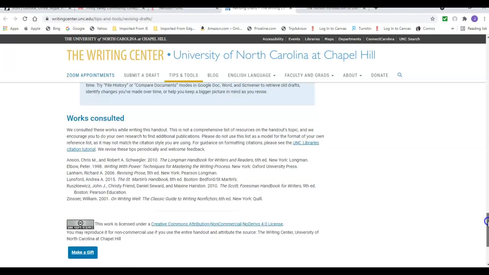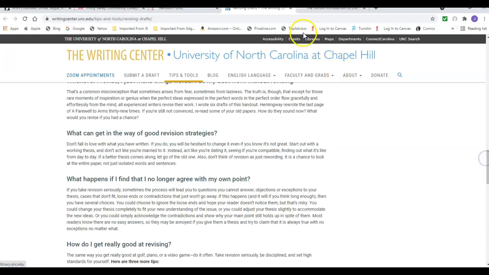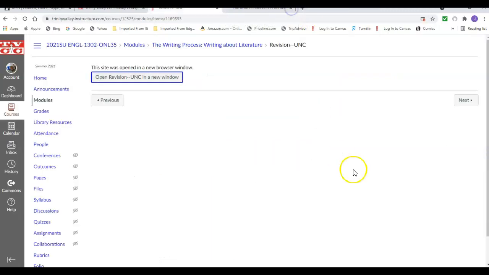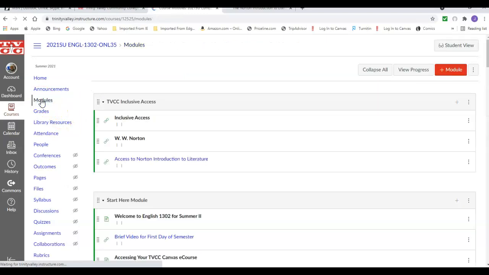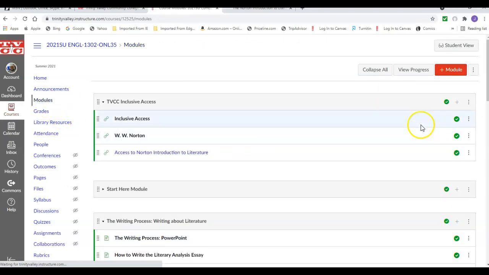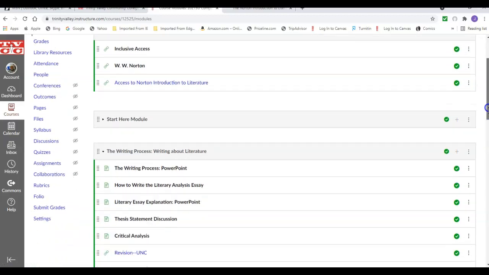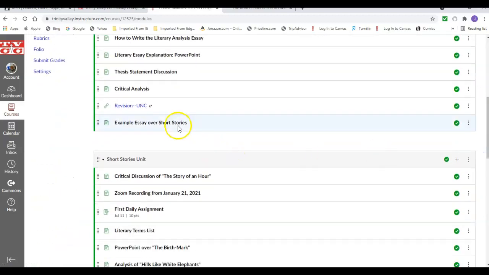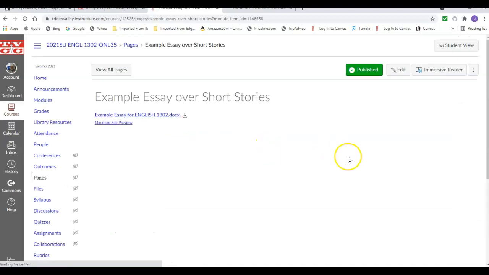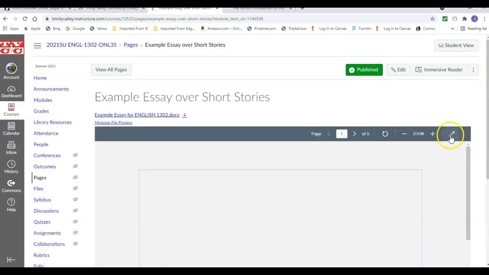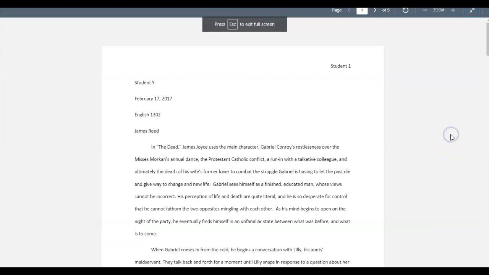So you can go through and look at this aspect here from Chapel Hill. And that's something I put up there about revision, because you need to make sure that you revise your essay before you submit it. And then I gave you an example essay over short stories. Get this to open up. Here we go. This is a sound essay. It was done 4 years ago.